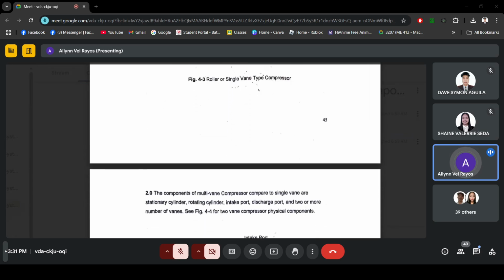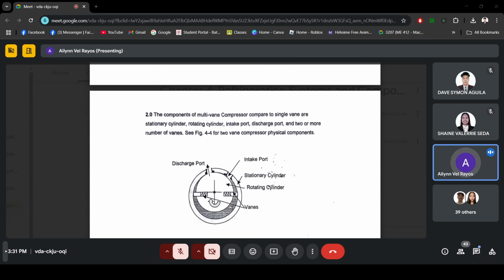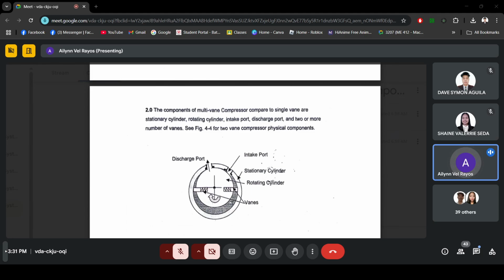So for the multi-vane naman, the components of a multi-vane compressor compared to the single vane are a stationary cylinder, rotating cylinder, intake port, discharge port, and two or more vanes. This figure shows a 2-vane compressor's physical components. So if magkakaroon pa ng multi-vane like 3, madidivide lang din natin into 3. Kung meron mang ganun.